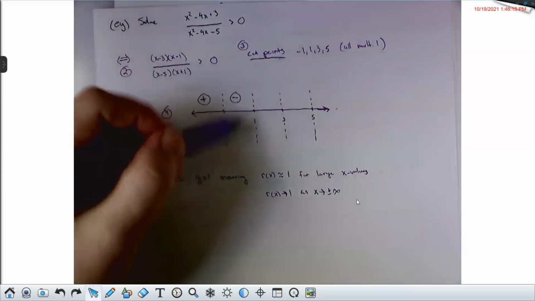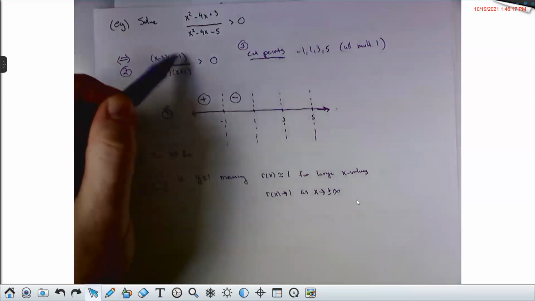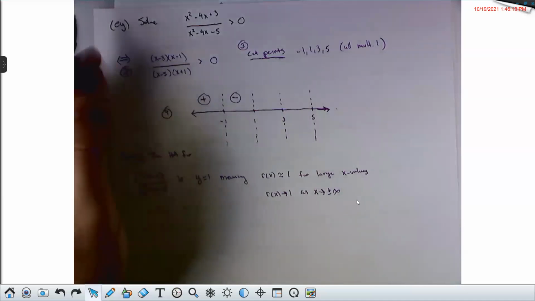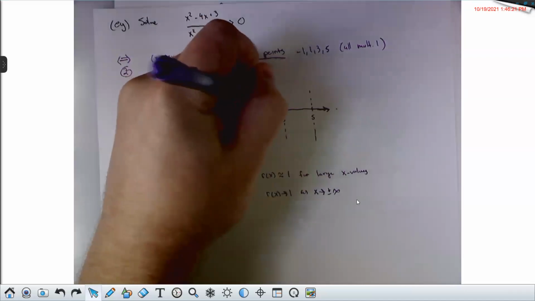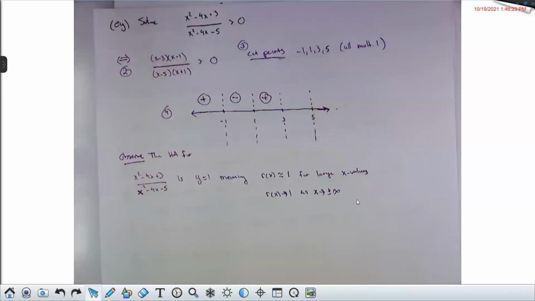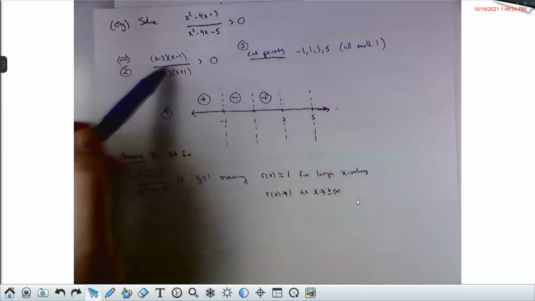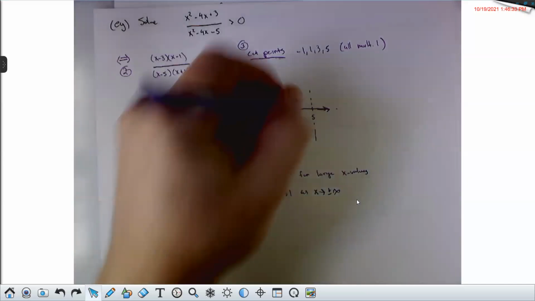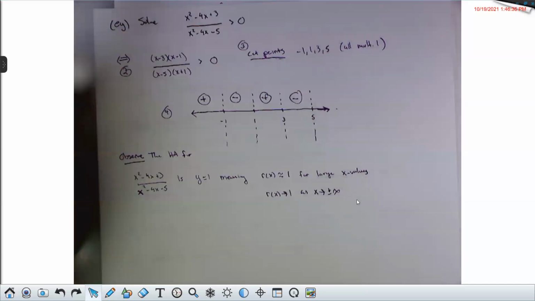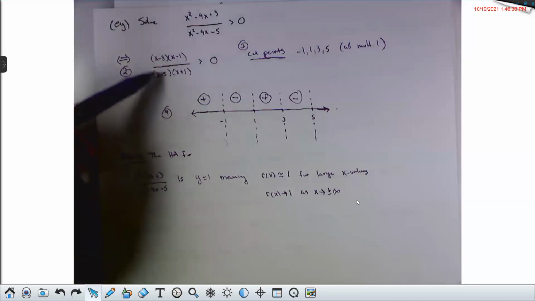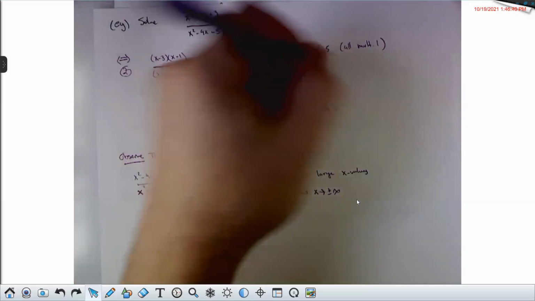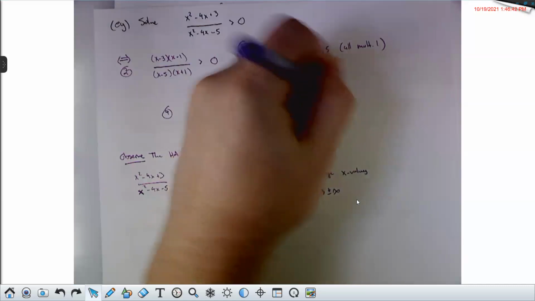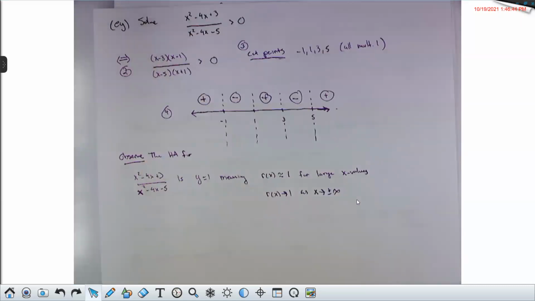Next up, this feature at +1 comes from this multiplicity 1 factor, which means I'm going to change sign again as I jump over him. This time it's an x-intercept, but it doesn't matter. It's the same rule. X equals 3, that was also an x-intercept, and he came from this multiplicity 1 factor, so I change sign as I hop over him. And 5 came from this vertical asymptote, again odd multiplicity, so I change sign as I jump over him.